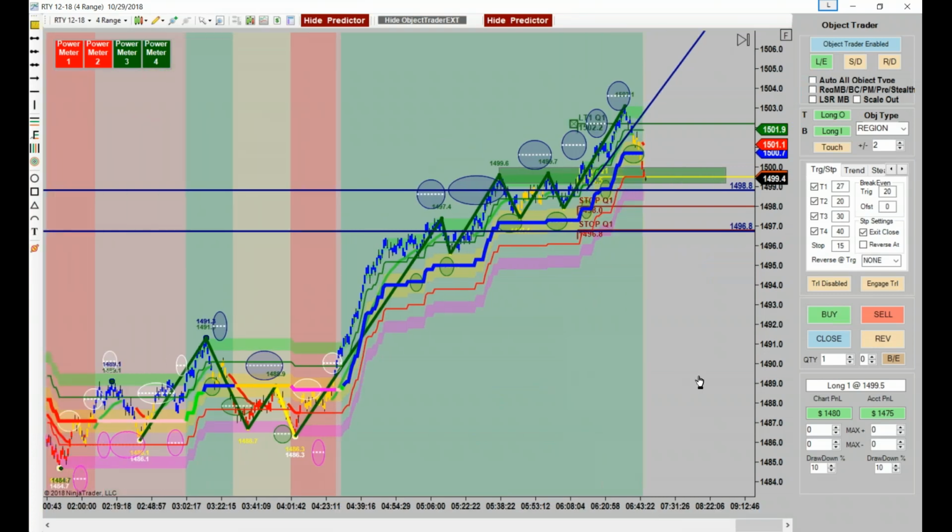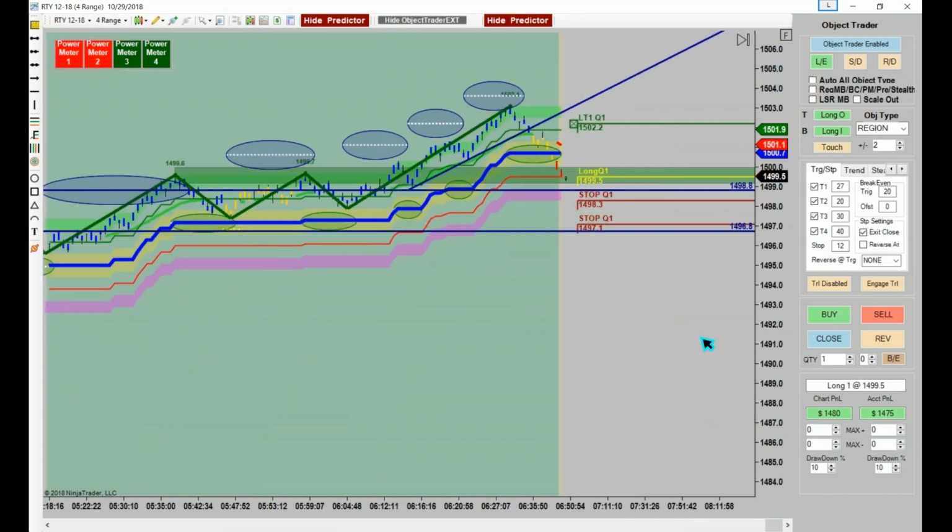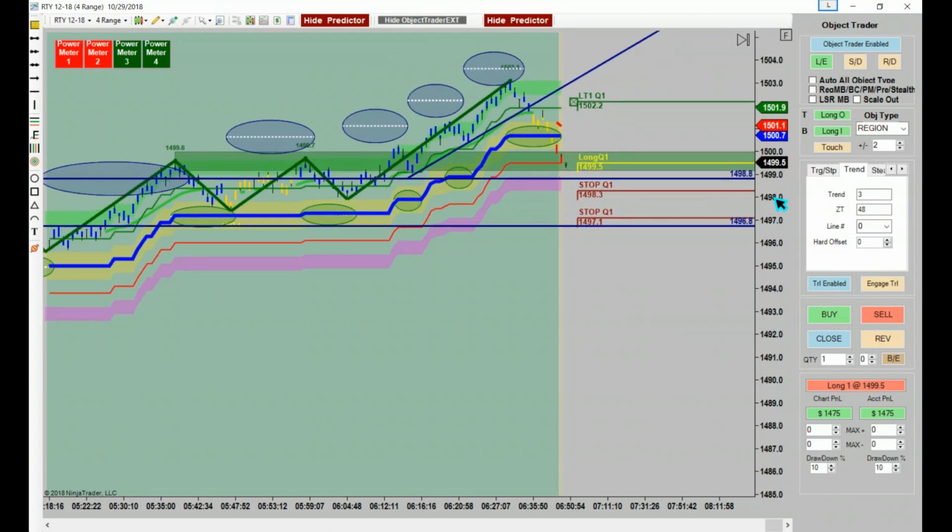Our stop would be at 0, like so. And you can use Object Trader to actually manage that trade for you by doing trend, line 0, and go ahead and put your trail at 0. See, I already had mine at it, but it'll keep it at 0, so that if this trade goes against us, it's going to stop us out. But if it doesn't go against us, then we're good to go on a phantom trade.